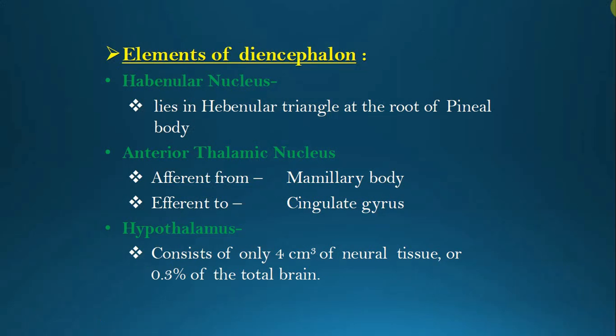Now, coming to the elements of the diencephalon, it is also a part of the limbic system. There are three parts: habenular nucleus, anterior thalamic nucleus, and hypothalamus. The habenular nucleus lies in the habenular triangle at the root of the pineal body. Anterior thalamic nucleus: afferents come from the mammillary body and efferents project to the cingulate gyrus. And the hypothalamus we will discuss later. A fact about the hypothalamus is that it consists of only 4 cm cube of neural tissue, or it contributes only 0.3% of the total brain matter.